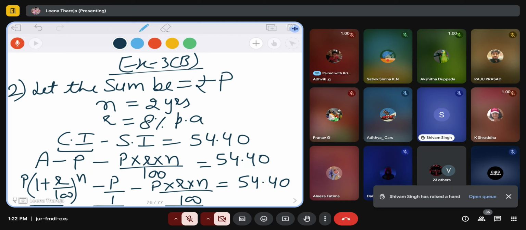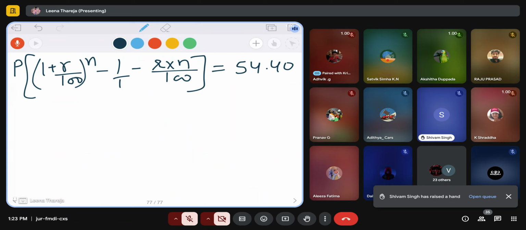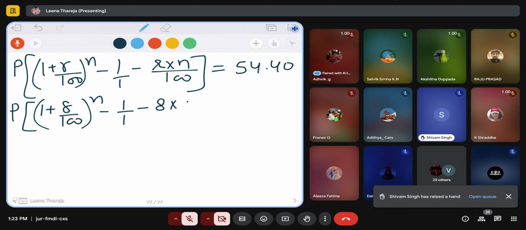Now I will substitute the value of R and N. Because I want to calculate the P, I kept it outside only because it was there with all the 3 terms. (1 plus 8 by 100) raised to power N minus 1, by 1 as it is, 8 into 2 by 100.